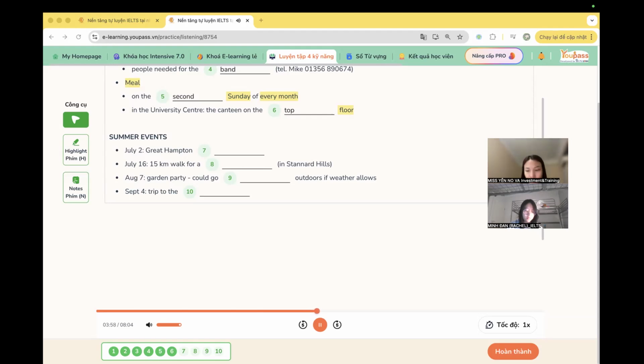Well, in that case, you might be interested in our event on July the 16th. That's a walk in the Stannard Hills. We do about 15 kilometres, so it's a decent walk, and it's for charity. Well, sounds a pretty long way. Then, on August the 7th, we're having a garden party at the home of one of our organisers. She has an outdoor pool, so if the weather's warm enough, you'll be able to go swimming. Okay. Hard to imagine that today. Well, the summer hasn't really started yet.